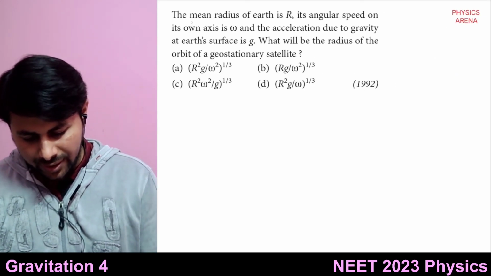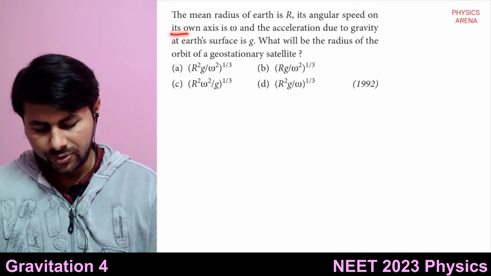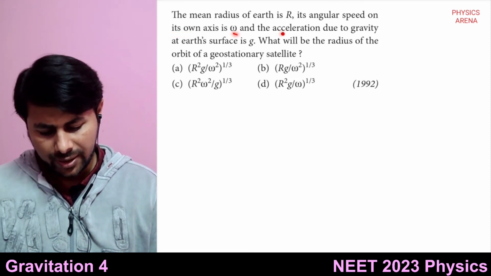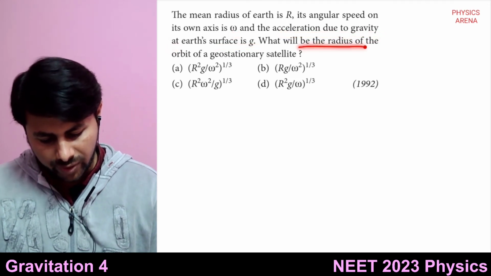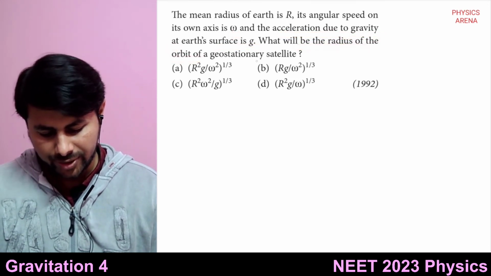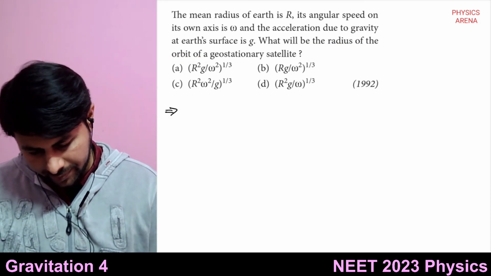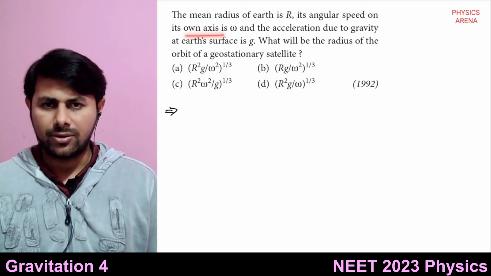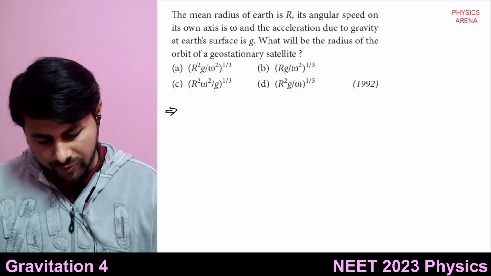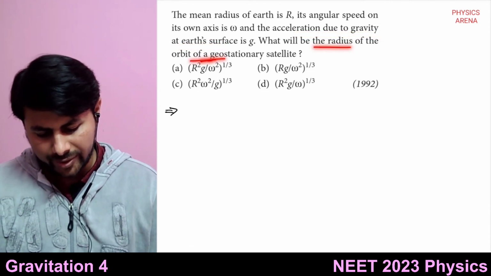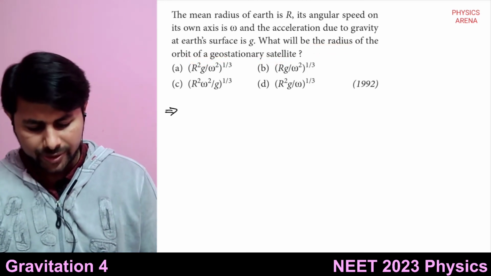Next question. The mean radius of Earth is r. Its angular speed on its own axis is omega, and the acceleration due to gravity at Earth's surface is g. What will be the radius of orbit of a geostationary satellite? So the angular speed of Earth is omega and the acceleration due to gravity on Earth's surface is g. This is the question. Okay, so let's suppose the radius is small r.